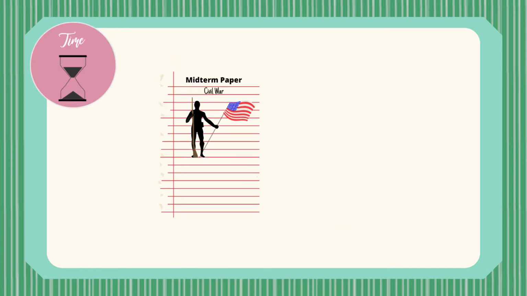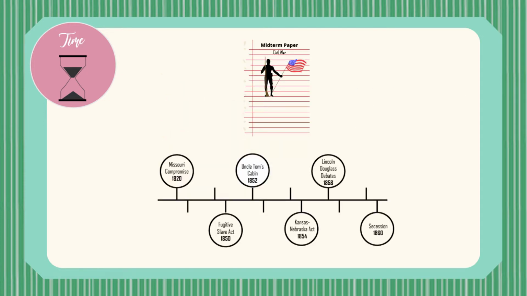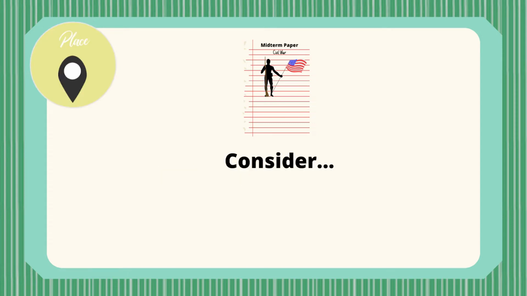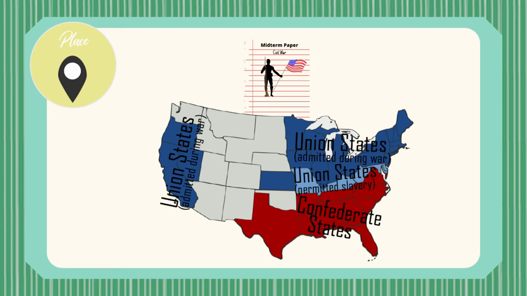Time. When? What has happened since then? Between what years? Instead of looking at the whole war, you might pick a specific year or event that took place. Place. Consider customs or traditions and language as well as geographic considerations. How did the location affect the outcome? What cultural influences were there?